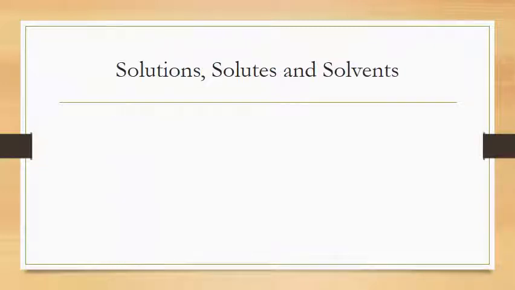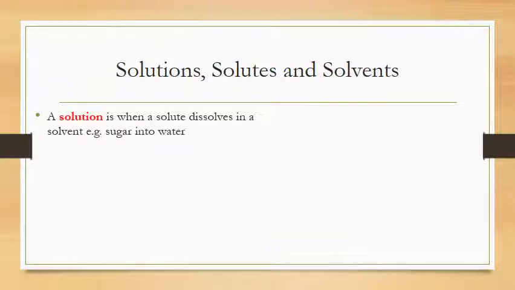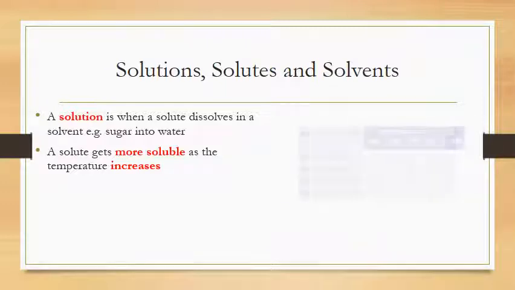Finally, we're looking at solutions, solutes, and solvents. A solution is when a solute dissolves in a solvent, for example, sugar in water. A solute is something that you dissolve into the water or into the solvent. So for example, sugar, that's the solute. A solute gets more soluble as the temperature increases.